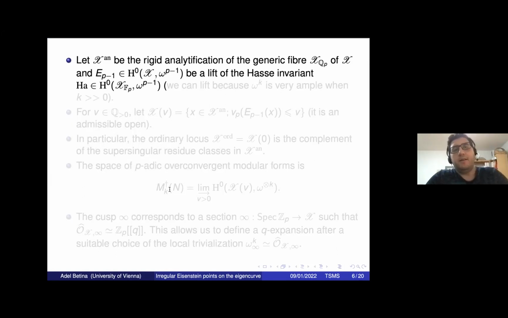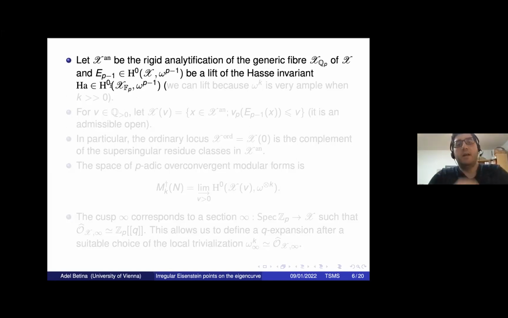So now let X^an be the rigid analytification of the generic fiber of X. I mean, X is a scheme over Z_p. If you take the generic fiber, you get a curve over Q_p, and you take the rigid analytic space. So the set is the same, but you add more opens. Often you add them by taking an inequality, not an algebraic relation. And then not all the opens will be Zariski opens.